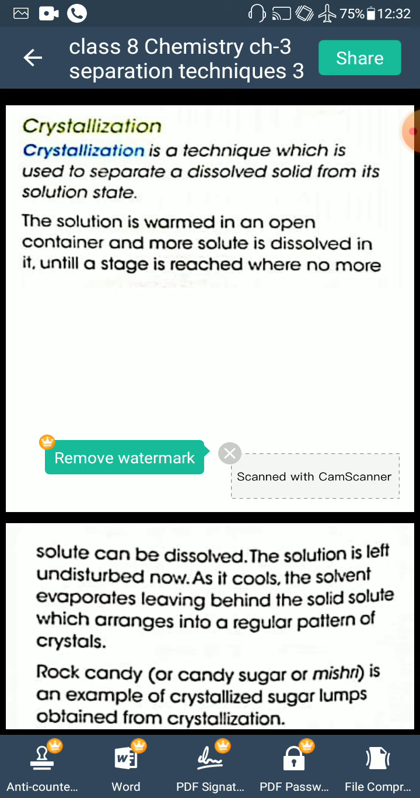The technique is, first you have to warm the solution in an open container, and then add more solute to the solution until a stage is reached when no more solute can be dissolved. You have to leave the solution undisturbed for some time. As the solution cools, the solvent evaporates, leaving behind the solid solute, which arranges into a regular pattern of crystals. This is the method of crystallization.